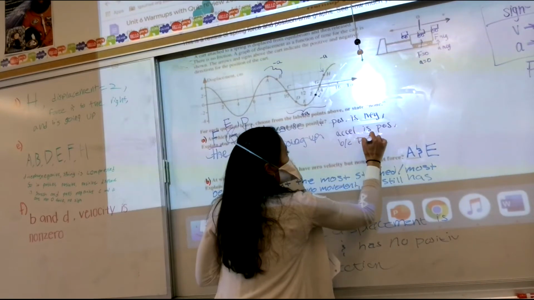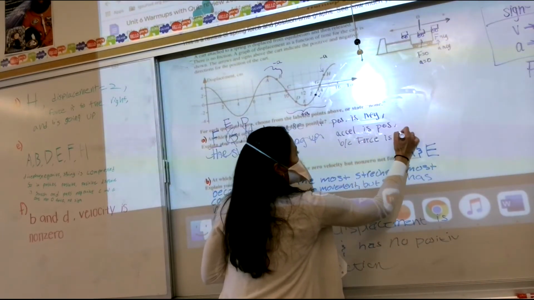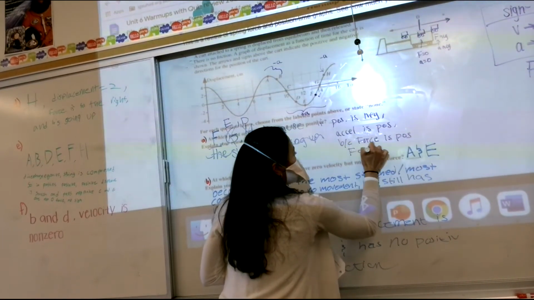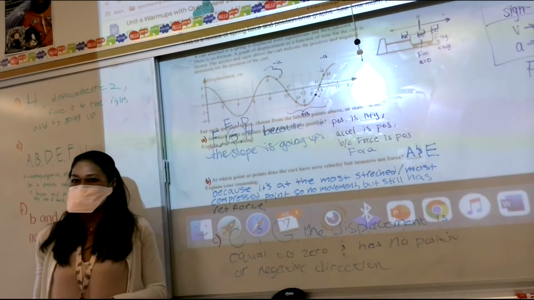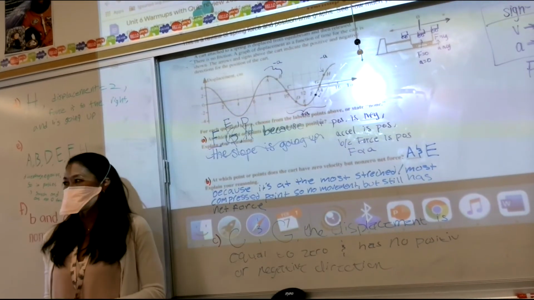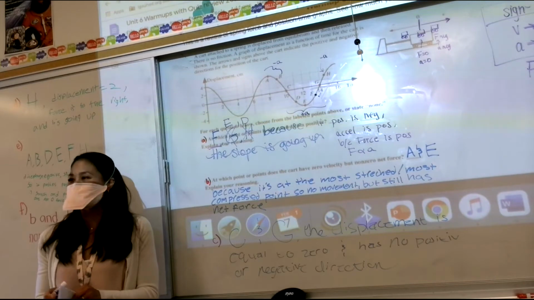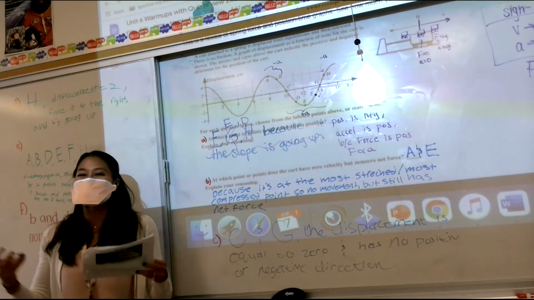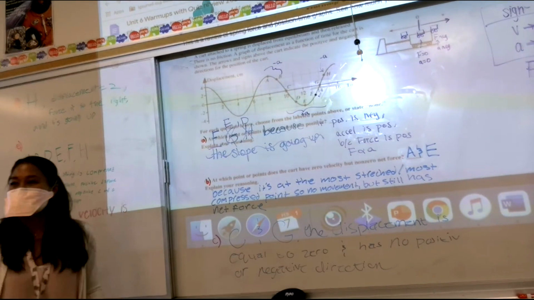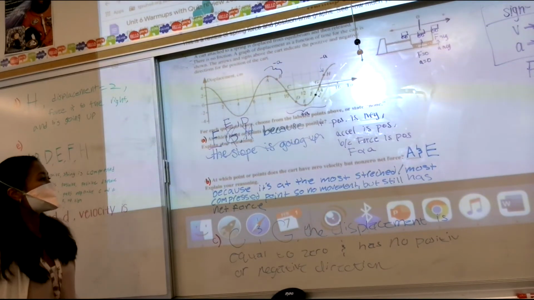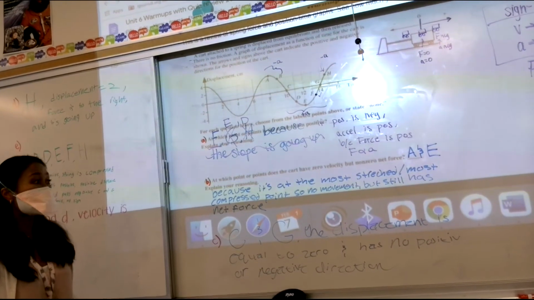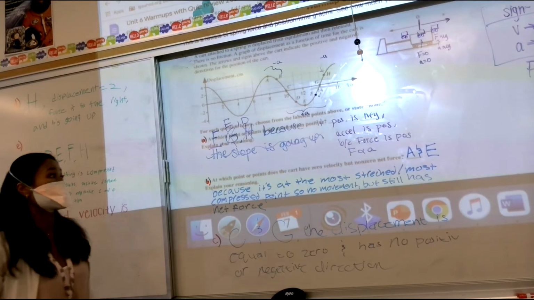Because force is positive and force is proportional to acceleration. I'm not going to test you on this, don't worry. It's just trying to get you thinking and connecting all of our units together. Okay, at which point does the cart have zero velocity but non-zero net force?